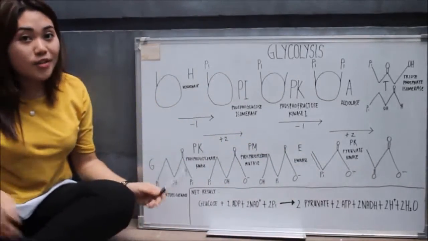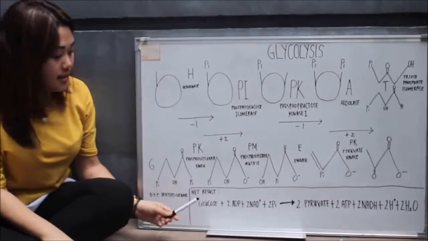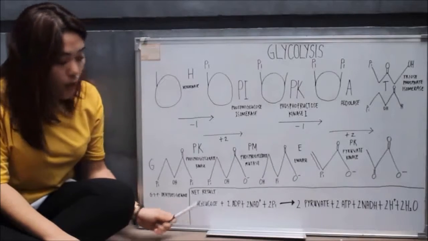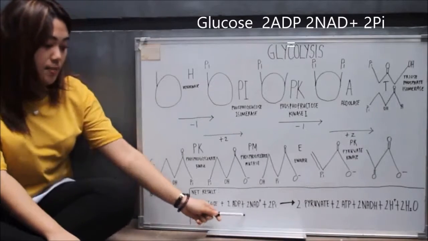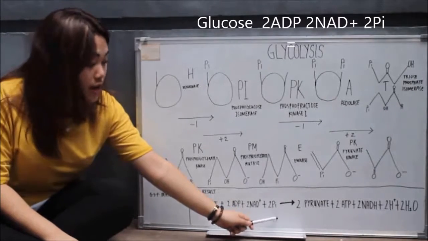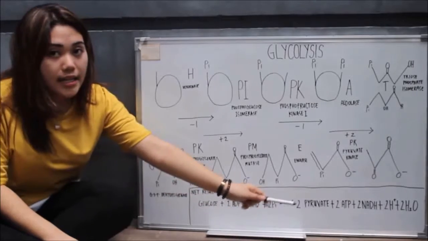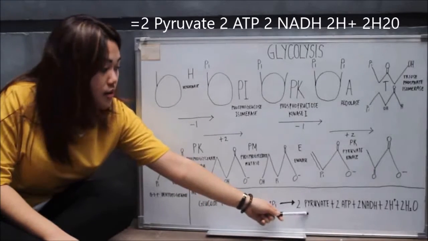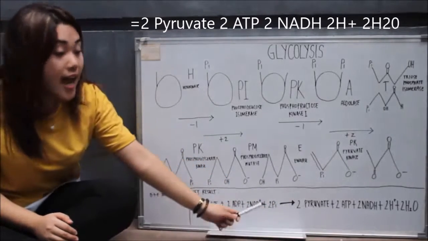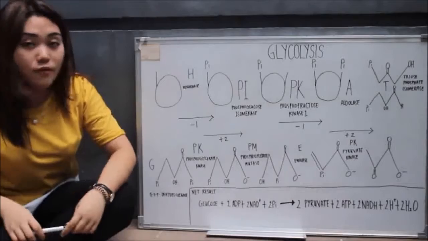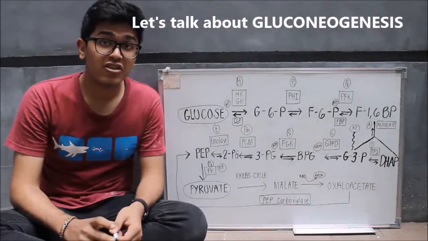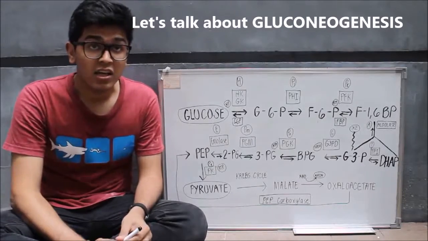So in total, the net result is, from here, we invested 1 glucose, 2 ADP, 2 NAD plus, 2 inorganic phosphate, and you will gain a net result of 2 pyruvate, 2 ATP, 2 NADH, 2 hydrogen ions, and 2 molecules of water. So now that we have learned glycolysis, we are now going to discuss gluconeogenesis.